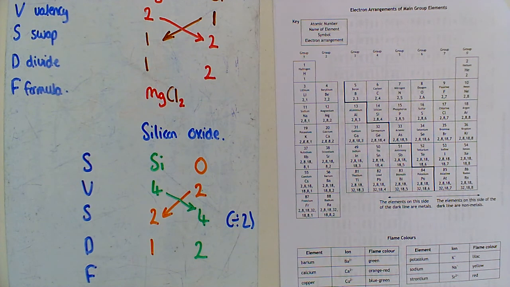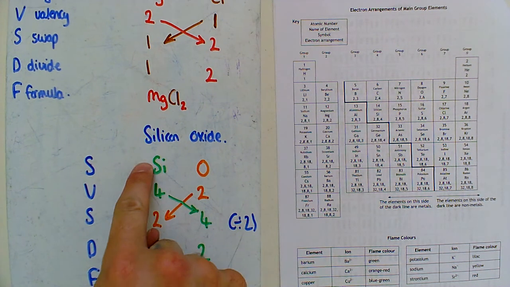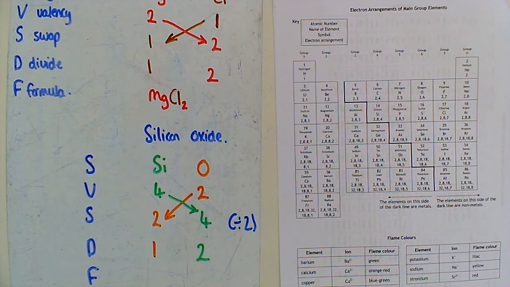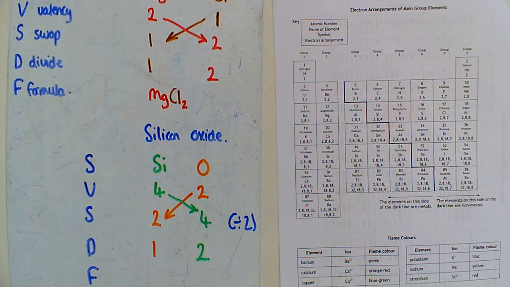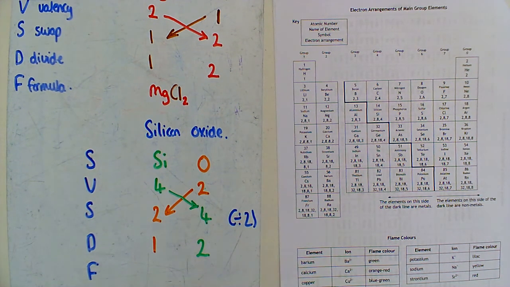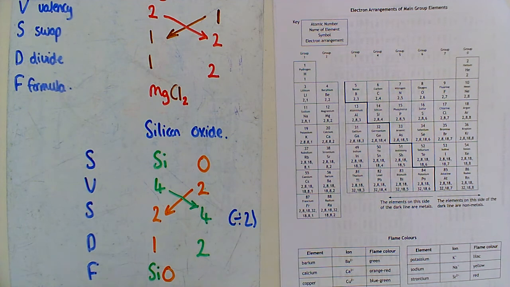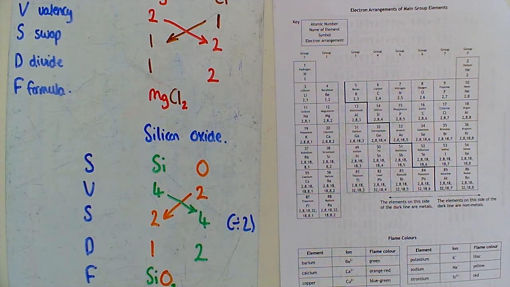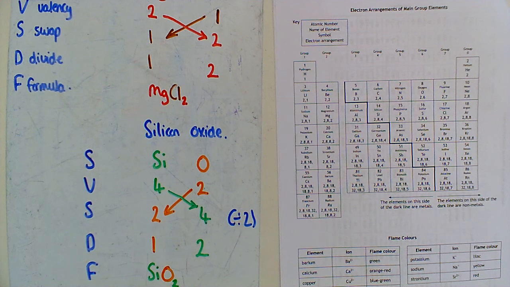And now when it comes to writing the formula, again, we write the symbol, look at the number underneath it, and that's what we're going to put beside it. If the number is 1, we leave it out. So when we're writing our formula, we've got silicon, there's 1, so we don't write a number. And then we've got oxygen, there's a 2, so we write the number 2. That's quite straightforward. So remember, symbol, valency, swap, divide if you can, then write the formula.